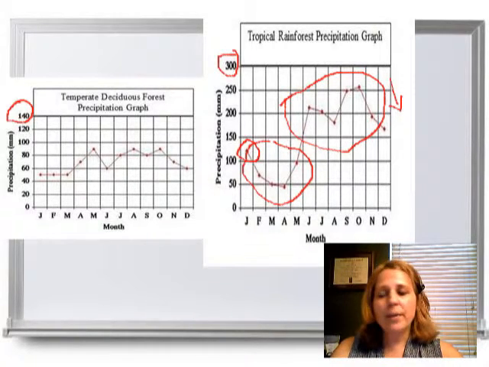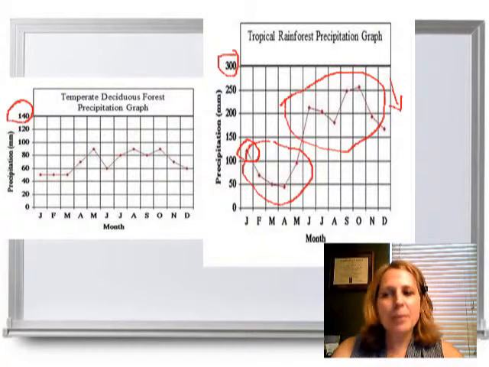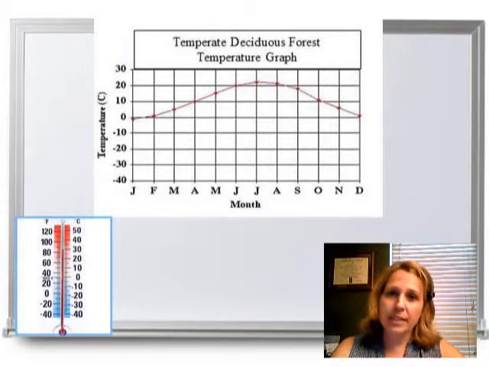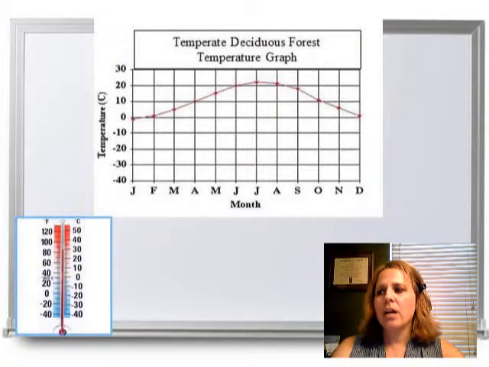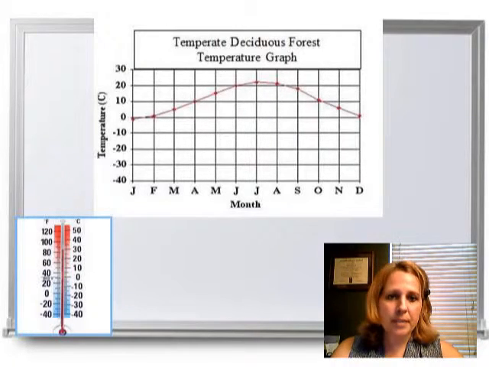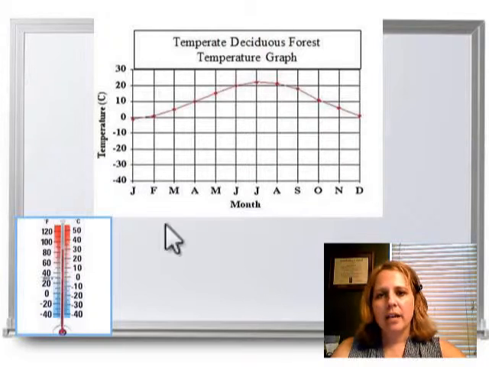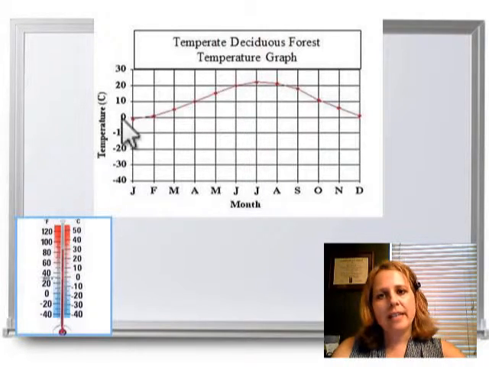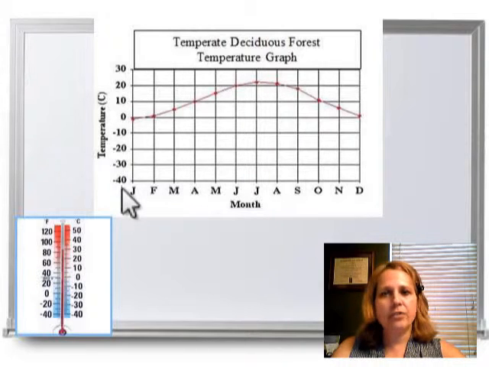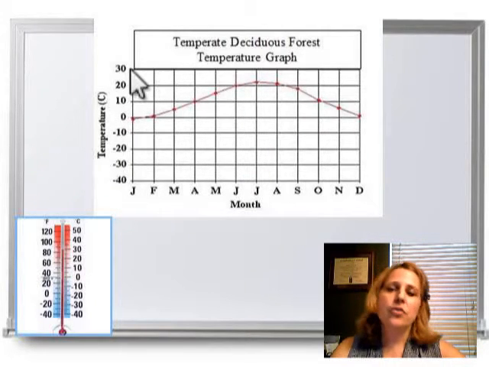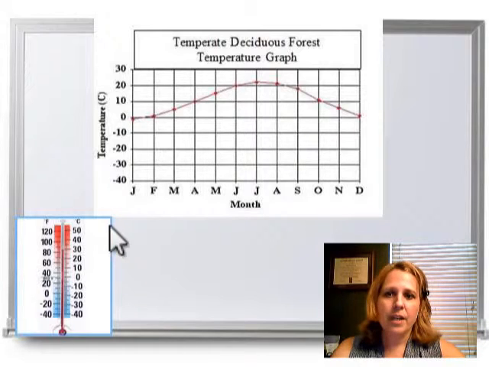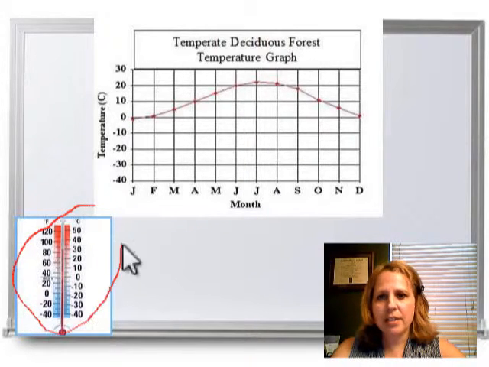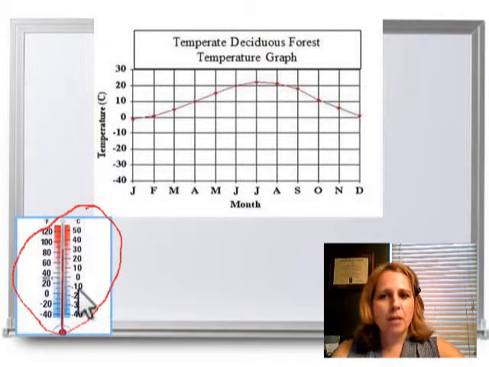Alright, so another way we can compare biomes is by looking at temperature graphs right here. Here we have one for the temperate deciduous forest. This is the temperature. It's very similar to the precipitation graphs we just looked at. Again, we have the months of the year on the x-axis. And on the y-axis, we have the temperature ranging from -40 Celsius to 30 degrees Celsius. So for those of you who are used to Fahrenheit, I have put a conversion thermometer here.